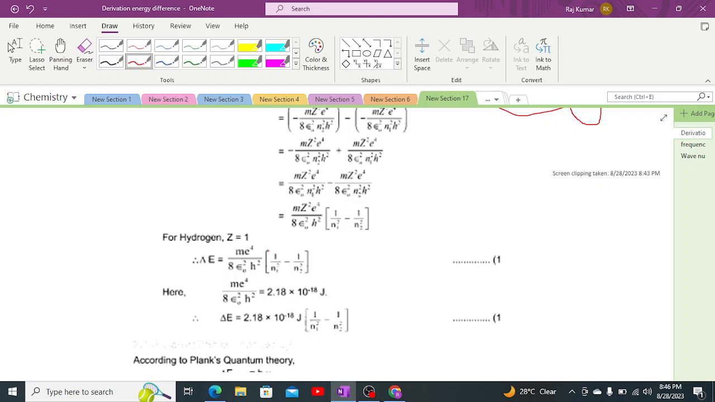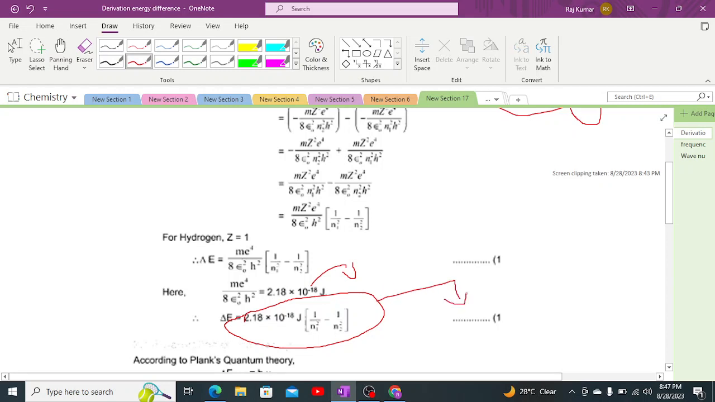But in order to convert 2.18 into 10 power minus 18 joule per atom into kilojoule per mole, we multiply it by Avogadro's number and divide by 1000, due to which it ultimately becomes 1312.359 kilojoule per mole. So that would be 2.18 into 10 power minus 18 joule per atom, times 1 upon n1 square minus 1 upon n2 square. But to express it in kilojoule per mole, that would be 1312.359 kilojoule per mole, times 1 upon n1 square minus 1 upon n2 square. I hope this sounds clear.